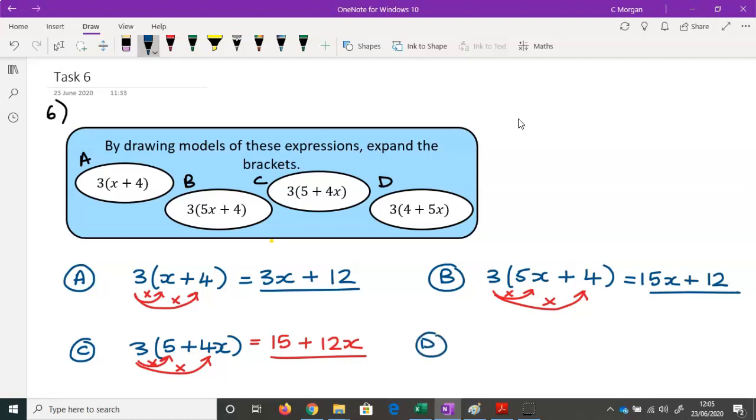Looking at D, I've got 3 lots of 4 add 5x. Multiplying each of the terms by the term outside the bracket gives 3 lots of 4, which is 12, and 3 lots of 5x, which is 15x, so I've got a positive 15x to write down there.